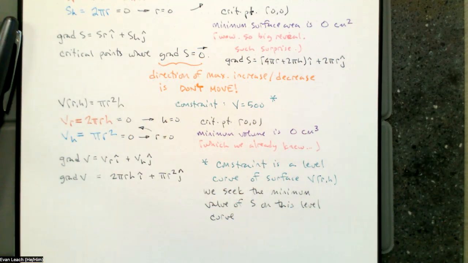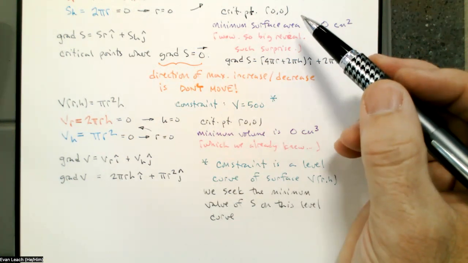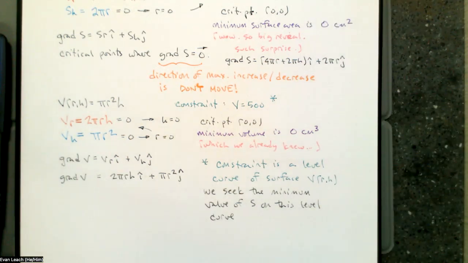On the surface V, we have this level curve where everything is 500 cubic centimeters. And we're going to look at all the values of S on that level curve and find the smallest one. In this case, it does not happen to be a critical point of the surface, because that's telling us where the global minimum is, which, as we stated before, is not building the cylinder. So we're looking for the minimum value of S on this level curve.